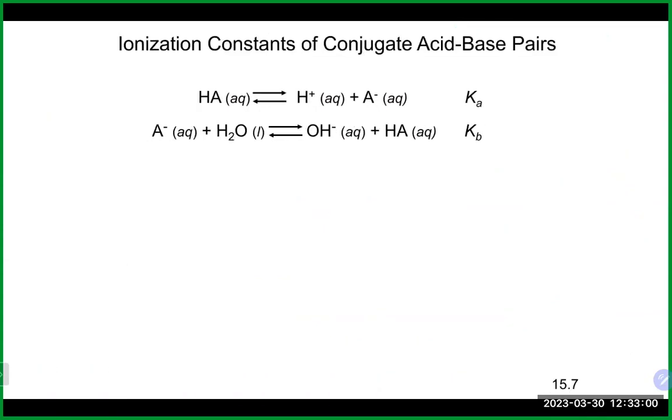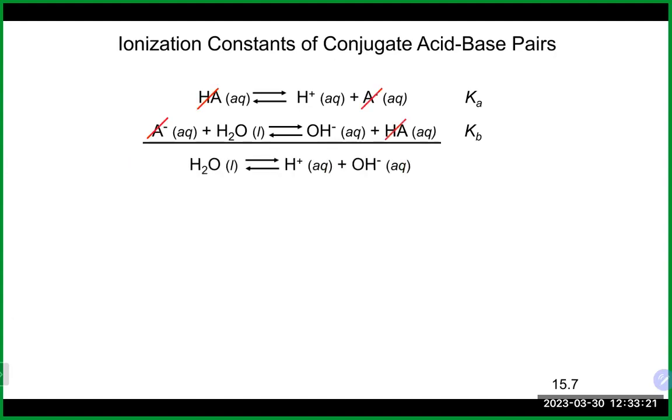If you took the Ka value, which is what we have here, and the Kb value, which is this generic equation, and you add the weak acid reaction to the weak base reaction, you get pretty much water here. So that cancels out, and you're left with the formation of water, which we know is also a Kw value, also an equilibrium constant.